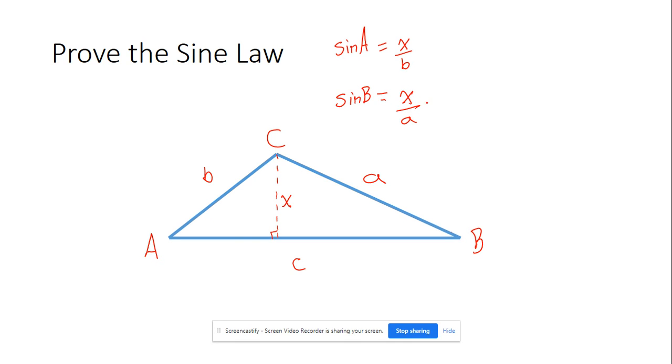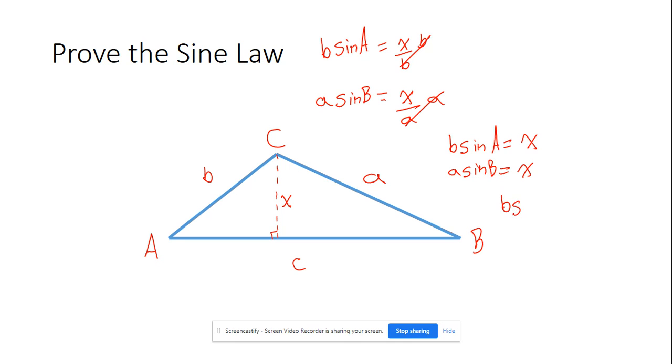Next thing, I'm going to multiply both sides by A, and I'm going to multiply both sides by B, with some cancellation here and here. So the idea is we have two equations that are both equal to X: B sine A equals X, and A sine B equals X. Now this X is the same in both triangles. So I'm going to make these equal to each other.